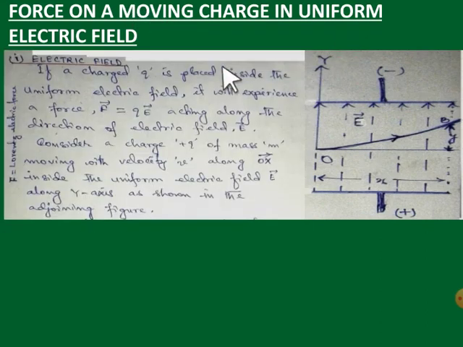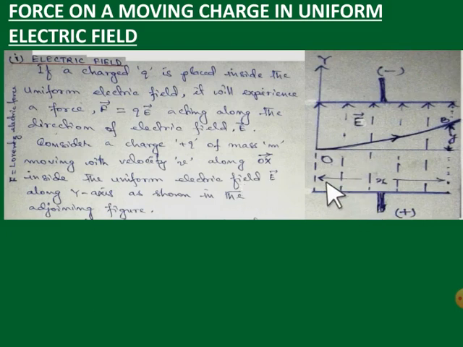Now see, if a charged particle is placed inside the uniform electric field, it will experience a force. As I said, it will be QE, and it will be called Lorentz electric force. Got it? In some textbooks it may be denoted by FE also, E for electric, right? Yes, consider a charge plus Q, that means we are taking a positive charge of mass m moving with velocity v along OX inside the uniform electric field E along the y-axis, as shown in this adjoining figure.